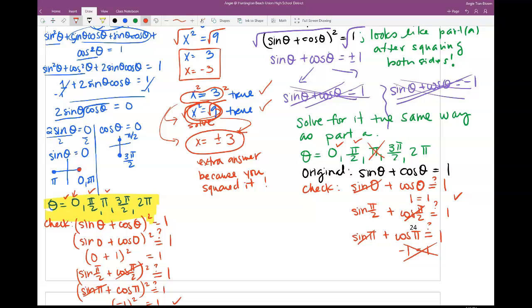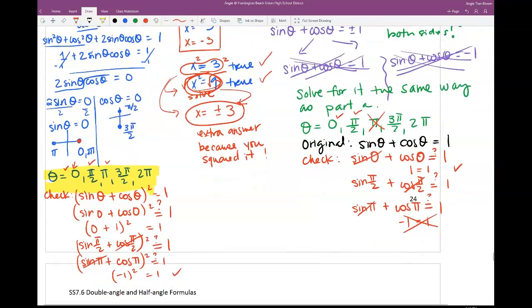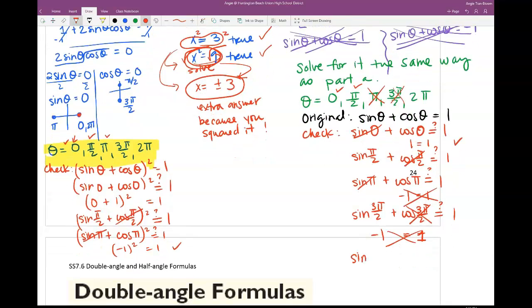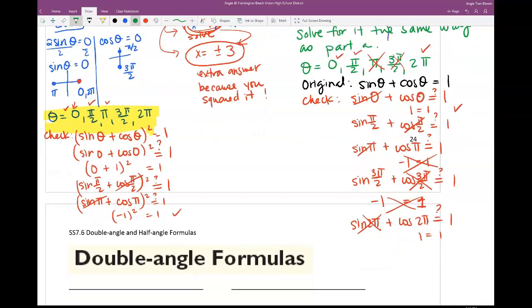So you see the difference between A and B? And then how about 3 pi over 2? Kind of the same thing, right? So sine of 3 pi over 2 plus cosine of 3 pi over 2, does it equal 1? Well, cosine of 3 pi over 2 is 0. Sine of 3 pi over 2 is negative 1. Negative 1 does not equal 1, okay? So that doesn't work. How about 2 pi? Sine of 2 pi plus cosine of 2 pi equals 1? Well, this will work because cosine of 2 pi is positive 1. So this one, part A, has all 5 answers.